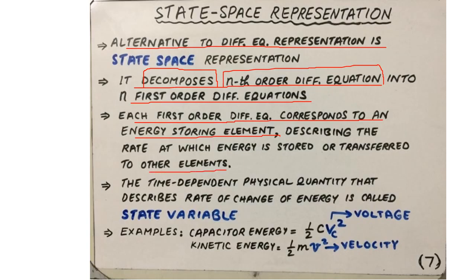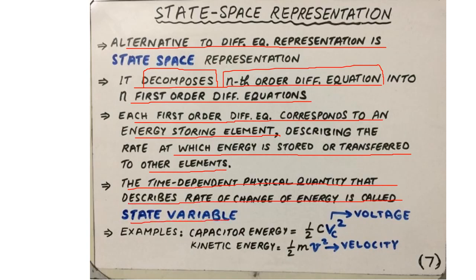So this is very interesting. We are now talking about the transfer or the transformation of energy. And we are trying to decompose the complexity of solving the dynamics of the system in the form of the transfer of energy from one energy storing element to the others. The time dependent physical quantity that describes the rate of change of energy is called the state variable.